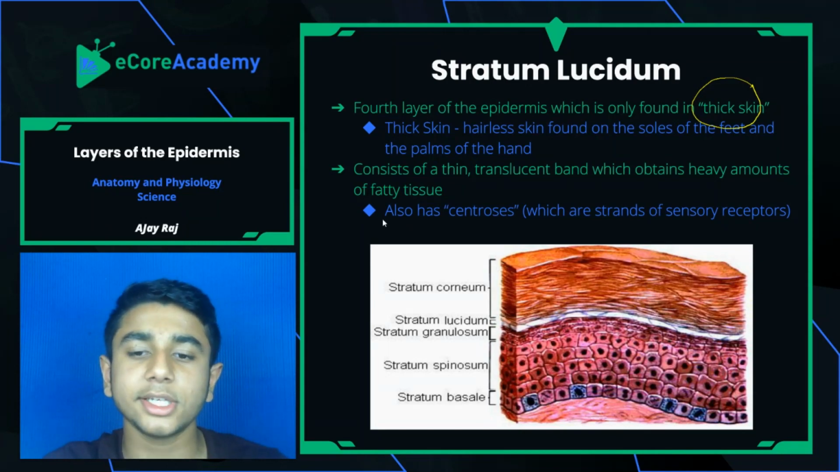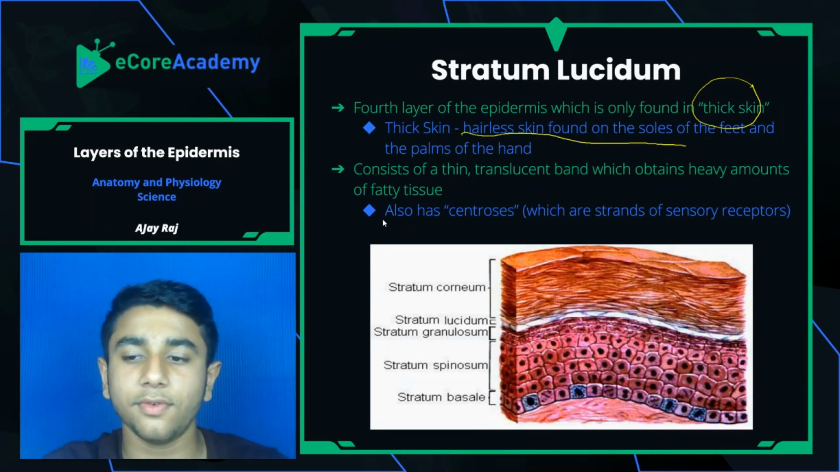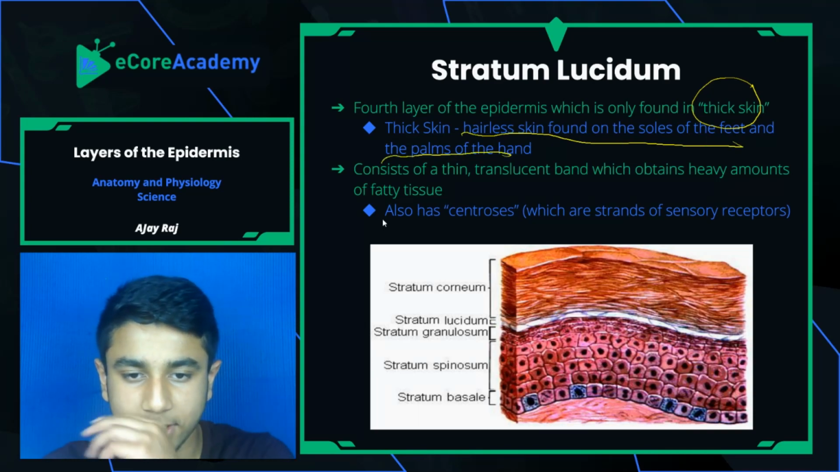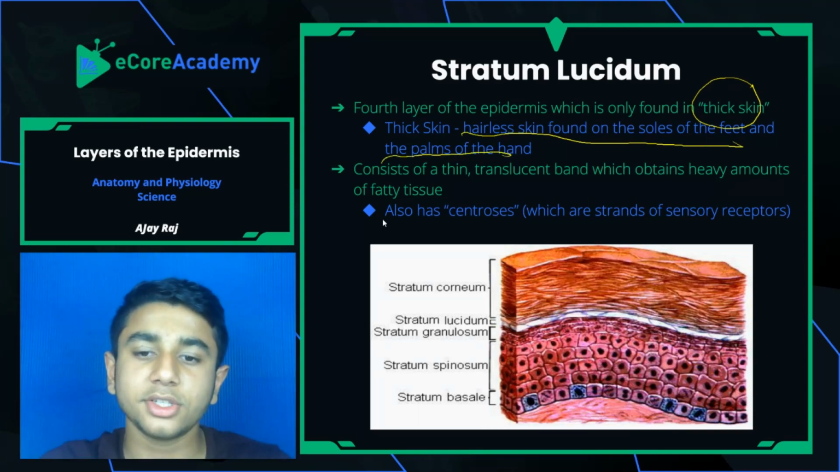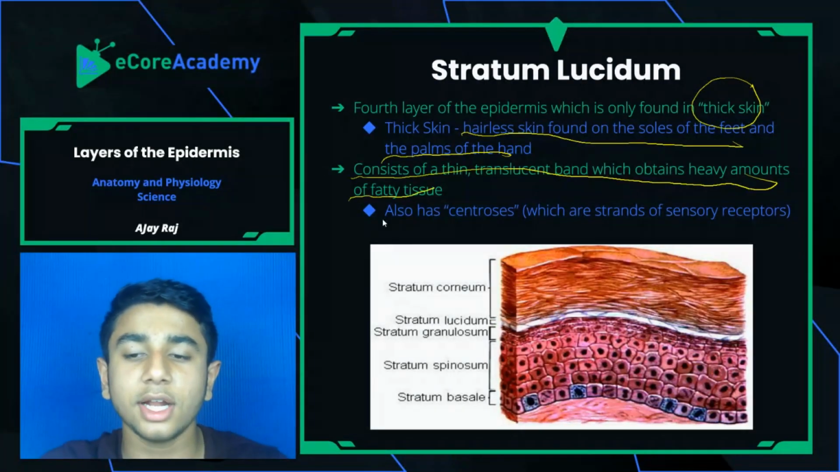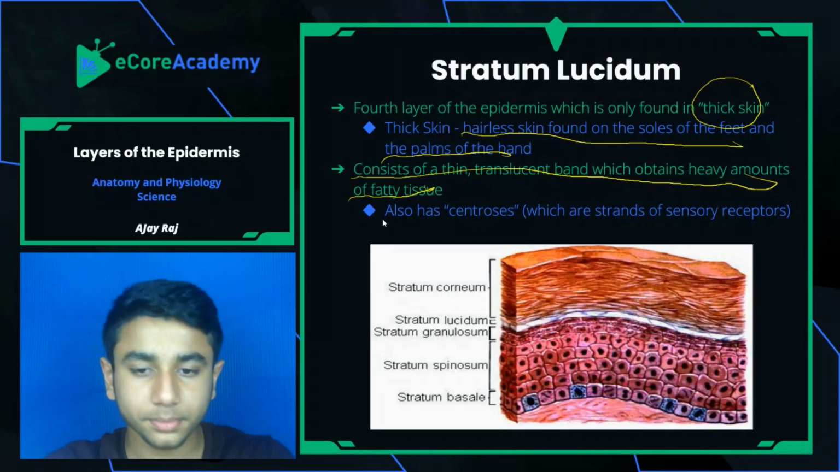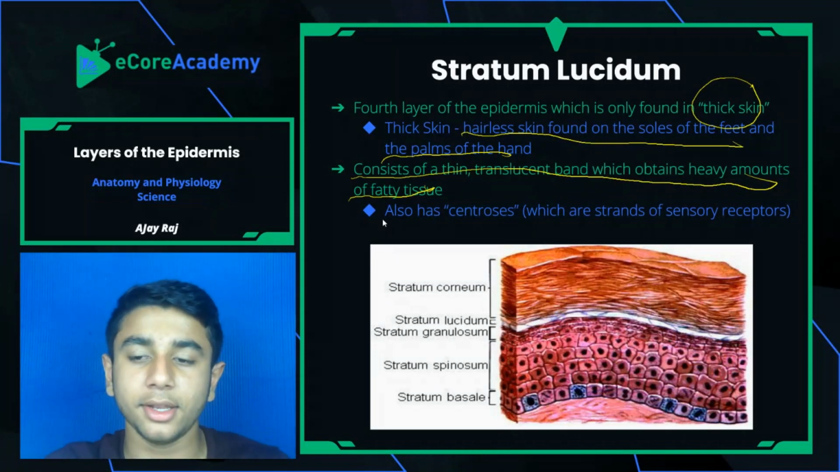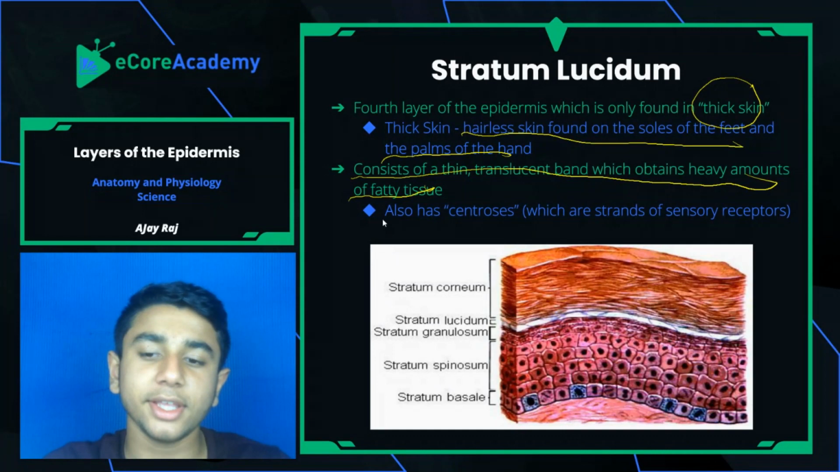And thick skin is basically hairless skin found on the soles of the feet and the palms of the hands. So those are the only places where thick skin is actually found. And this stratum lucidum basically consists of a thin translucent band which contains heavy amounts of fatty tissue. The stratum lucidum doesn't necessarily have a function, except that it is a breaching point in thick skin, and it basically helps with touch.